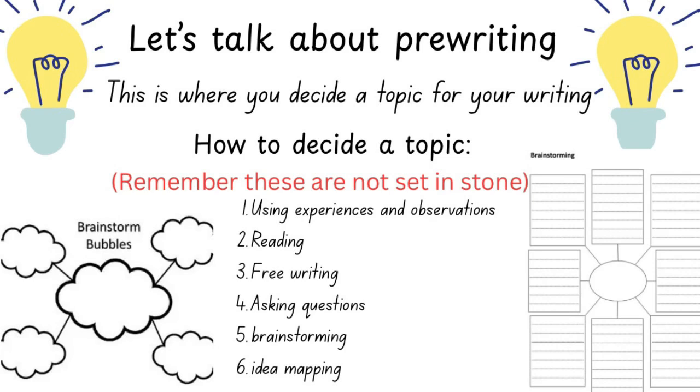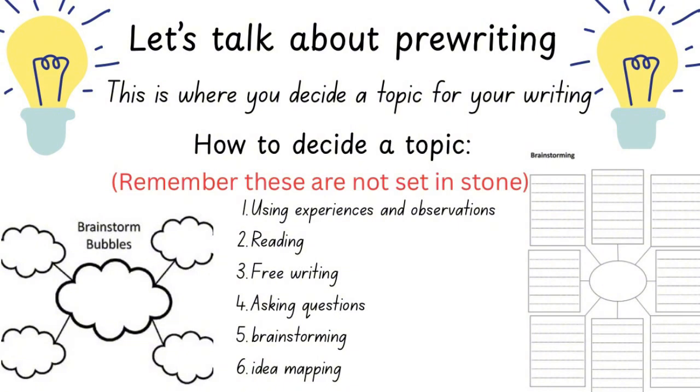So how to decide a topic? We have using experiences and observations, which is like using things that are very personal to you or your interests. Then we have reading, which you can get from reading a book, magazines, or articles. Then we have free writing, where you write down anything that comes to your mind with no type of hesitation. And then we have asking questions, which is the who, what, when, where, why, or how. Then we have the last two, which is brainstorming and mapping.